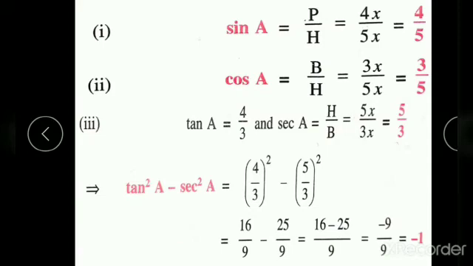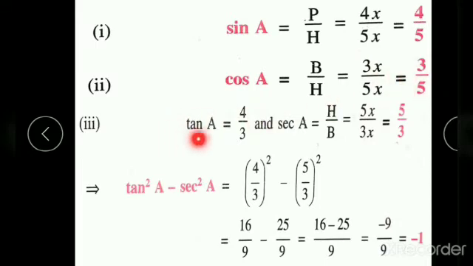Now we have to find out what is sine. So you know the formula to find sine A is equal to perpendicular divided by hypotenuse. Perpendicular is nothing but 4x divided by hypotenuse 5x. X and x will get cancelled, so sine A is 4 divided by 5. And cos A is base by hypotenuse. Base is nothing but 3x divided by hypotenuse 5x. So x and x will get cancelled, so you get the answer as 3 divided by 5.